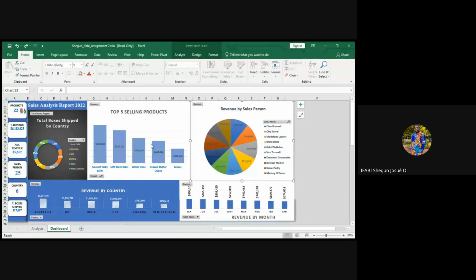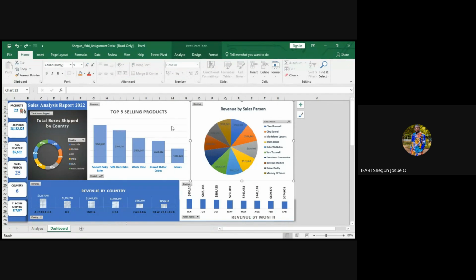And let me straightly go to the first. The first salesperson among all our salespersons, it is Chess Bonnell that came first by coming into the enterprise with an amount of $320,901. And the most product that was sold that year is Smooth, Slicky, Salty. That product made a lot of sales that year. And the first country in which we sold the most is Australia. In Australia, we made a lot of sales.